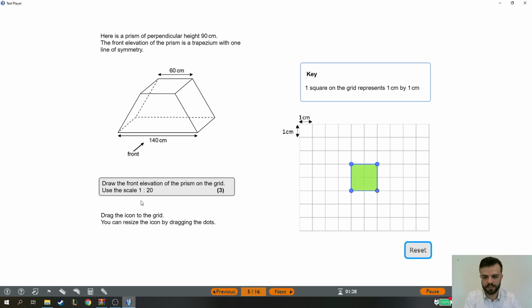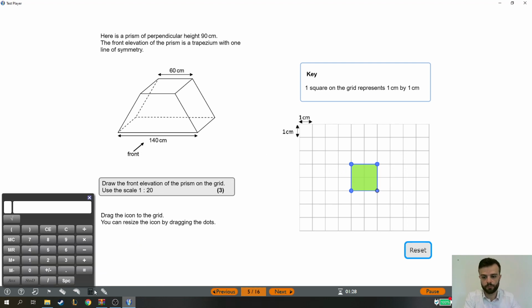Now the scale 1 to 20 means that everything on the grid needs to be 20 times smaller. So this length across the top isn't actually going to be 60 squares, it's going to be 20 times less. So I can work out how long each side needs to be on the grid by doing 60 divided by 20. So on the grid, the top of my trapezium needs to be 3 squares wide. So I can start by doing the top of my shape like that.